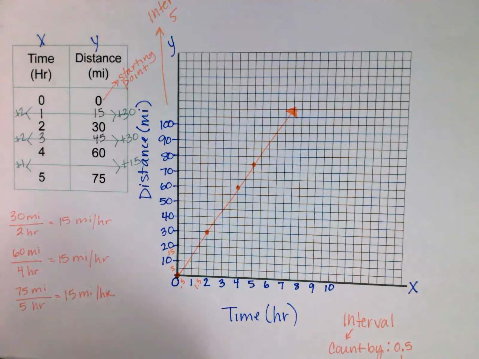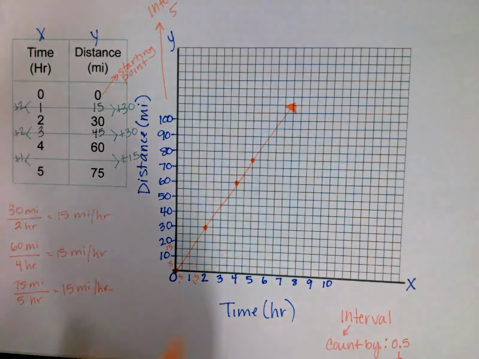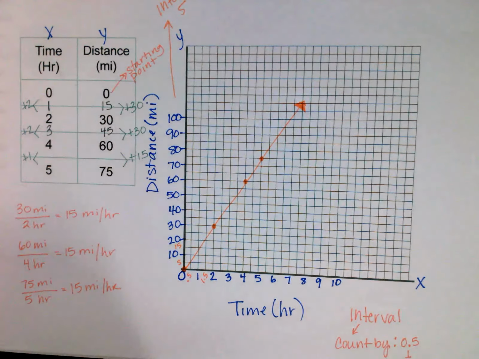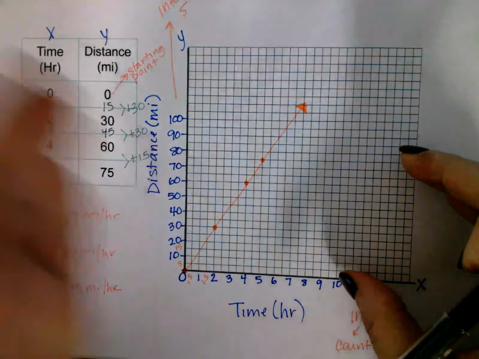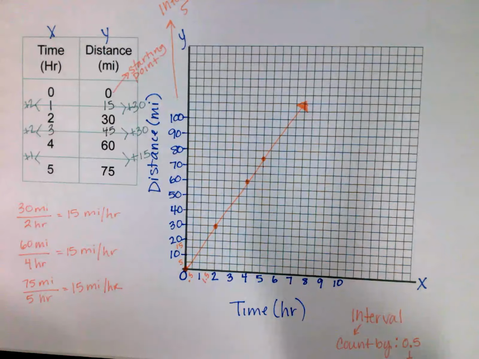Okay, so that is how we took information. We found the rate, the speed at which this person was traveling. It was 15 miles per hour. Now we're going to kind of work backwards. Let's just talk about the graph. How could we, if given the graph, work back to the table?